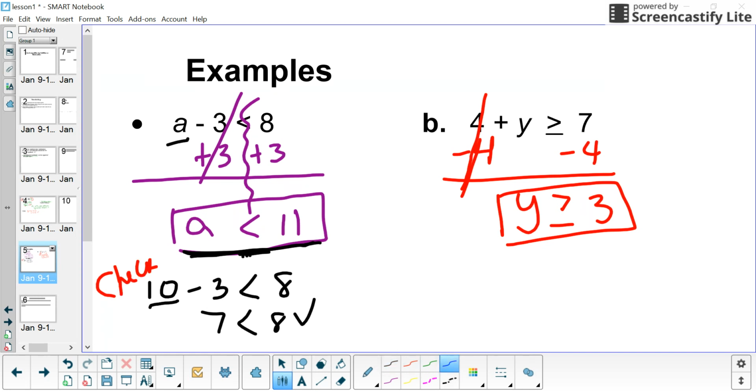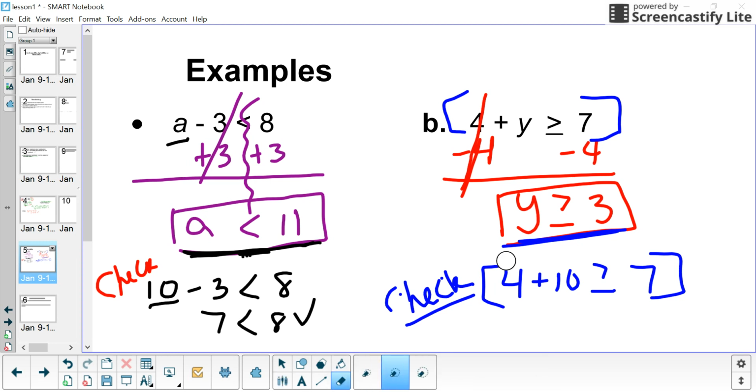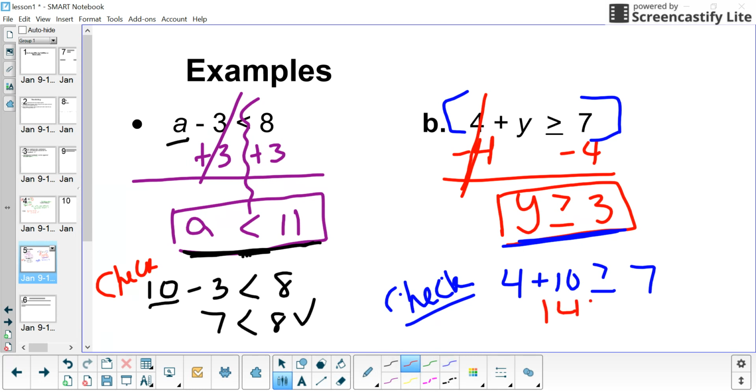My check here, I'm going to plug in 10. It doesn't matter what number you plug in as long as it's greater than or equal to 3. So 4 plus 10 is greater than or equal to 7, right? Again, I rewrote that here, only instead of y, I plugged in the 10. So when you check, 4 plus 10 gets you 14, and that is greater than or equal to 7. So that does check out.